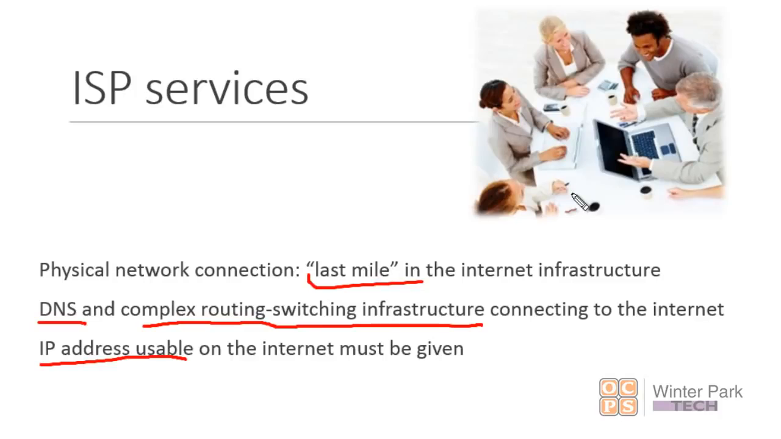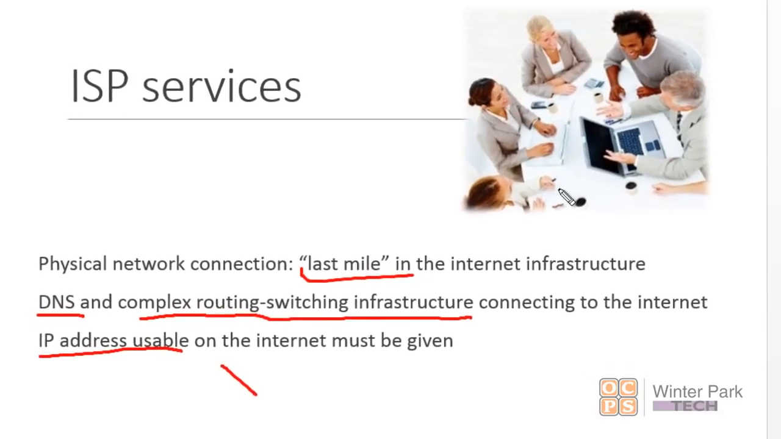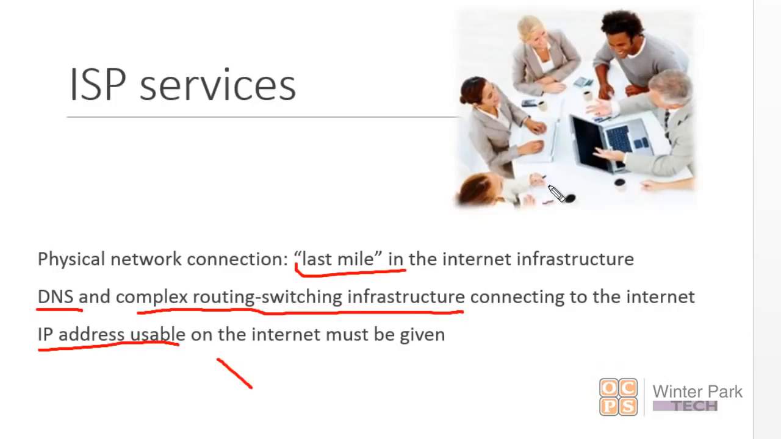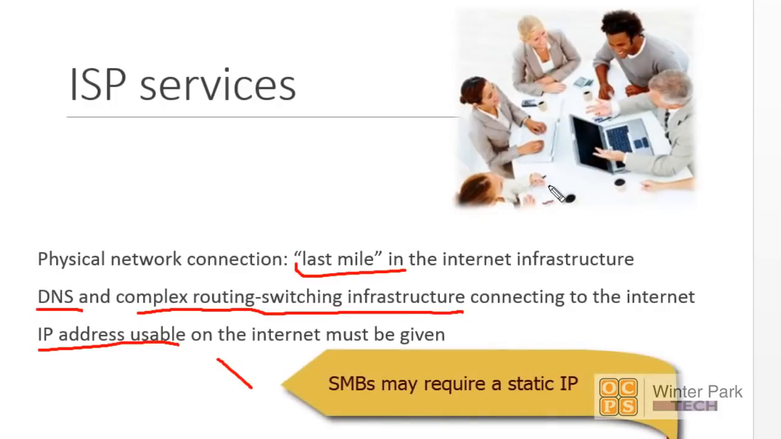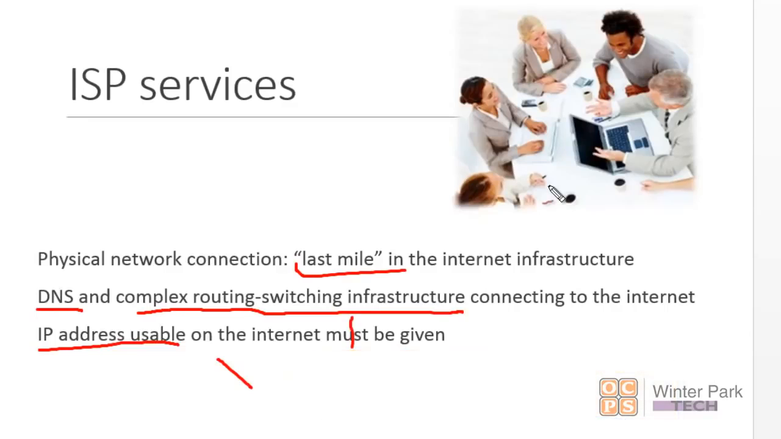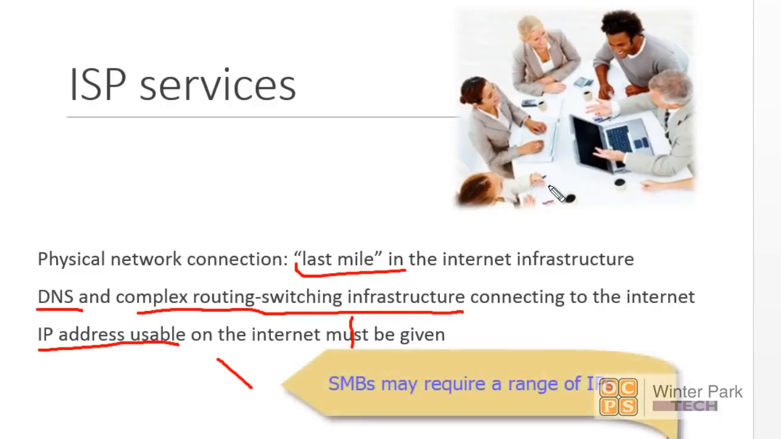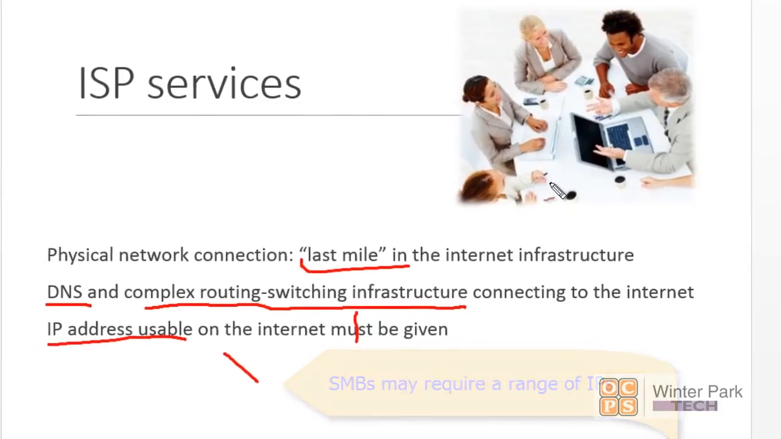In a small business, you may get a static IP address. You may get more than one IP address depending on the complexity of your small business. Most home users are going to get a DHCP usable IP address. The larger the business, the more likely you're going to get static IPs, maybe even a series of addressable IPs.